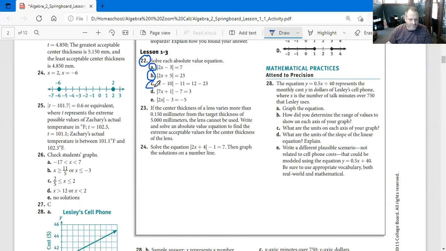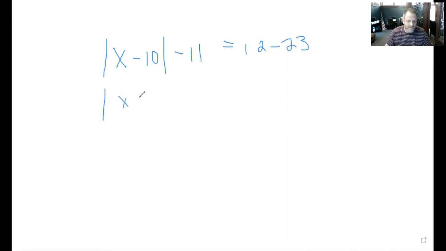So let's go to C. So absolute value of x minus 10 minus 11 equals 12 minus 23. So it gets more and more, guys. So let's go back to our whiteboard. So C, absolute value of x minus 10 minus 11 equals 12 minus 23. So let's get rid of that. Let's subtract over here on the right-hand side. Equals negative 11.